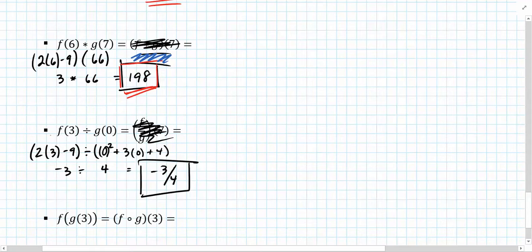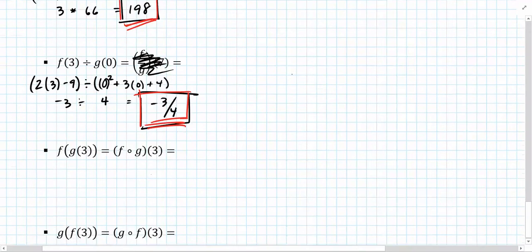Finally, had to recalculate f of 3 and g of 0. F of 3 came out to be equal to -3, because 2 times 3 minus 9 is -3. And g of 0 is equal to 0 squared plus 3 times 0 plus 4. -3 divided by 4, well, that's -0.75 if you used a calculator, or if you left it as a fraction, I'm okay with that answer too.